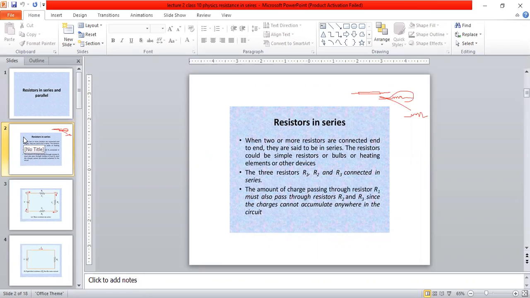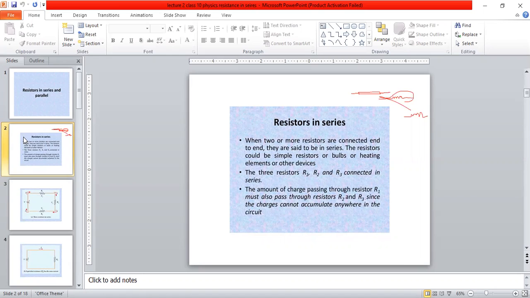The resistance could be a simple resistance, a bulb, a heating element, or other. Do you know what resistance is? Resistance is the force which provides opposition to the flow of free electrons, in the way of the flow of free electrons.